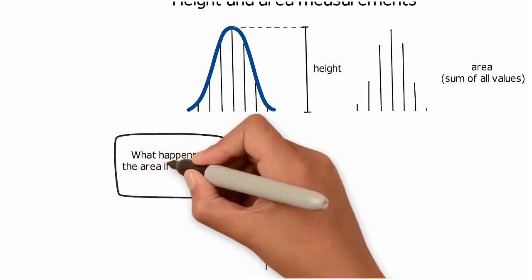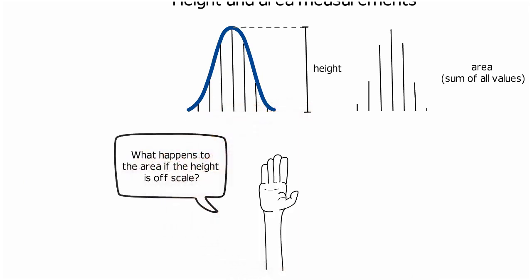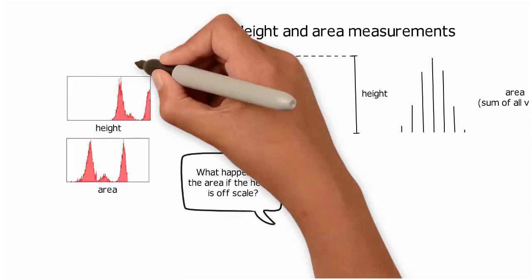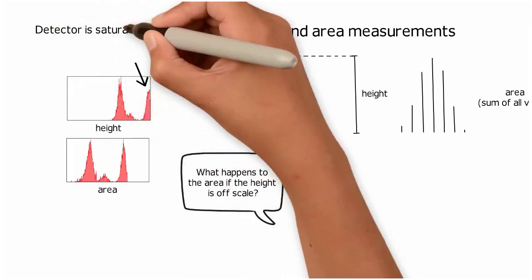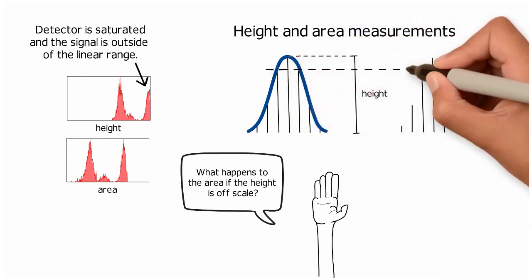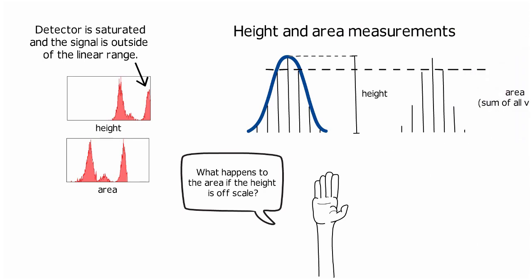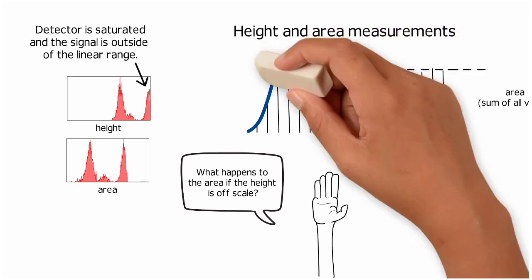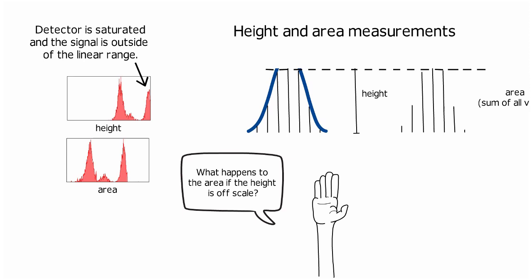What happens to the area if the height is off scale? If the height is off scale, then the detector is saturated and the signal is outside of the linear range. And because the height is part of the signal that makes up the area, if the height is outside of the linear range of the detector, then the area measurement cannot be measured accurately, even if it appears that the area is on scale.